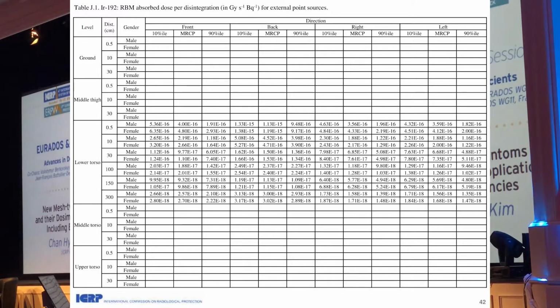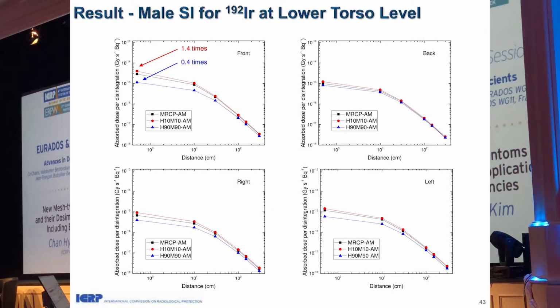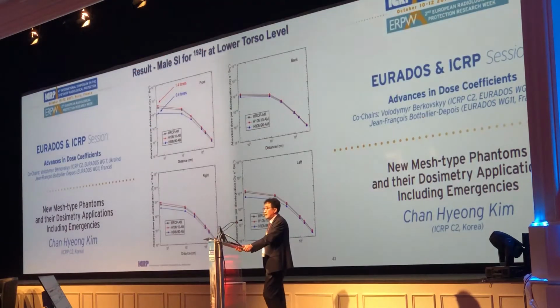So we are still calculating the numbers. We have some numbers, but not all. And the numbers will be provided in a table format like this in our task group report. But I just produced some pictures just for discussion here. This slide shows the dose coefficient, that is organ average absorbed dose per source intensity, and this is for male small intestine for iridium source at lower torso level.